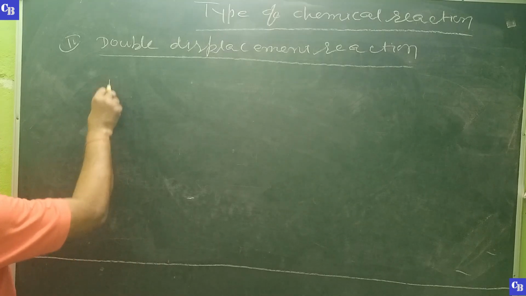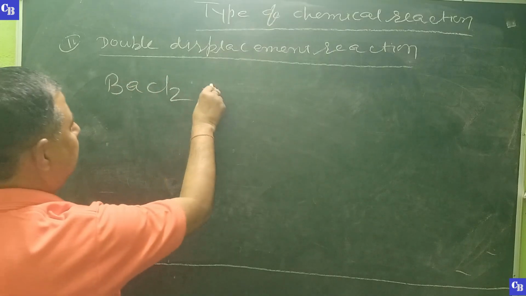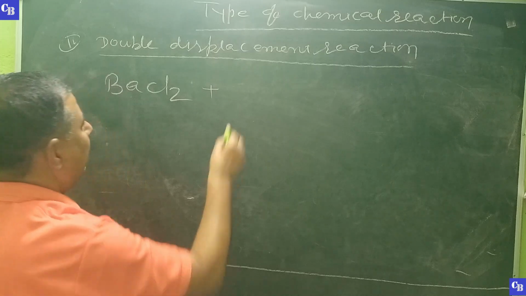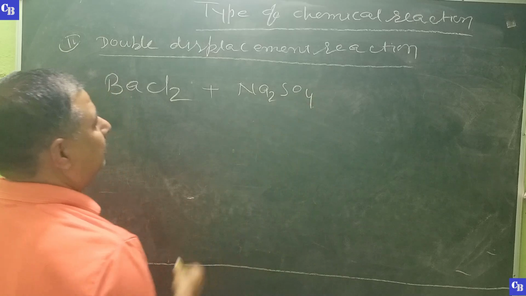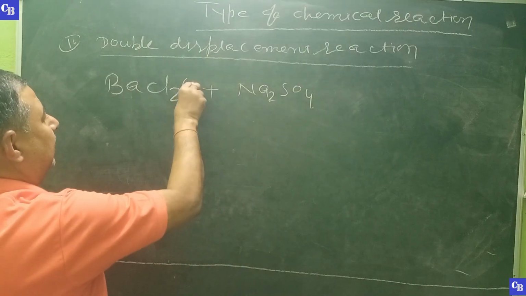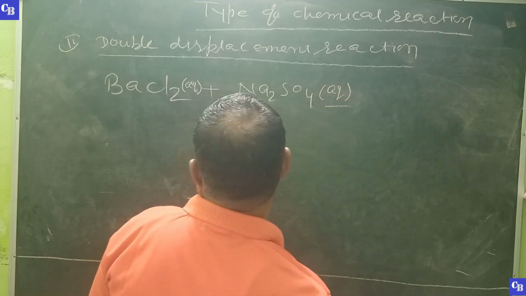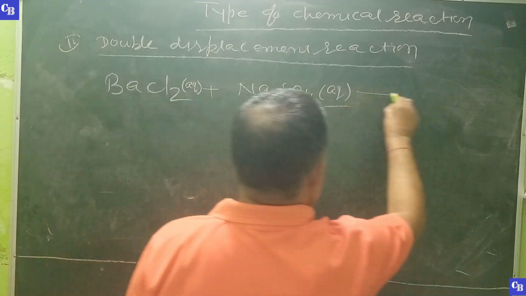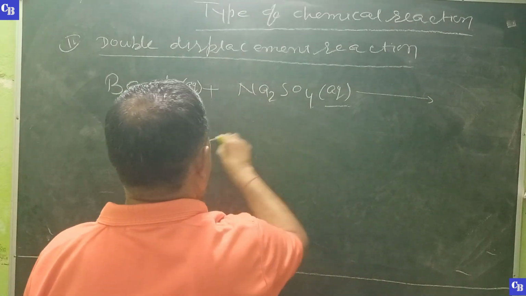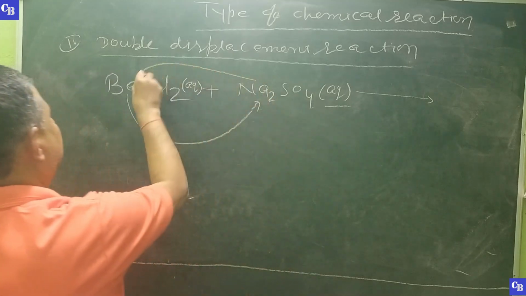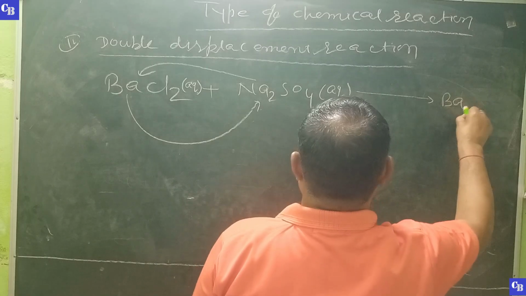Suppose that barium chloride is added to react with sodium sulfate. Barium chloride aqueous solution is colorless, and so is sodium sulfate. After the displacement, barium displaces the sodium and sodium displaces the barium, and they form barium sulfate.